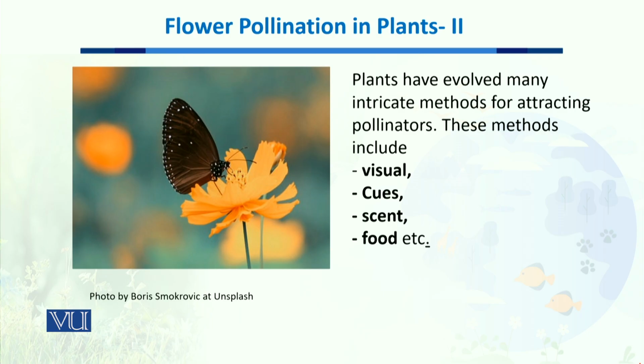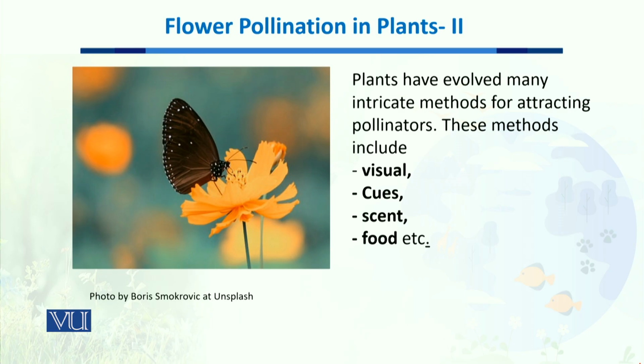For example, some flowers produce nectar, which is a sugary solution. It is produced by special floral glands known as nectaries. These nectaries produce this sugary solution, which is known as nectar, and this nectar also attracts a lot of pollinators, which are attracted towards it in order to take it as their food.